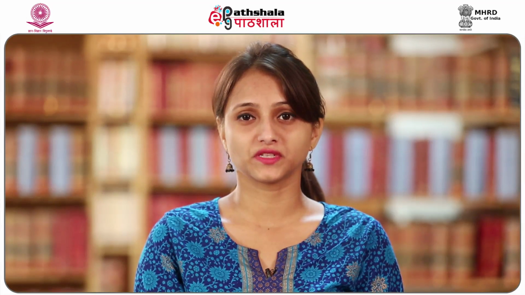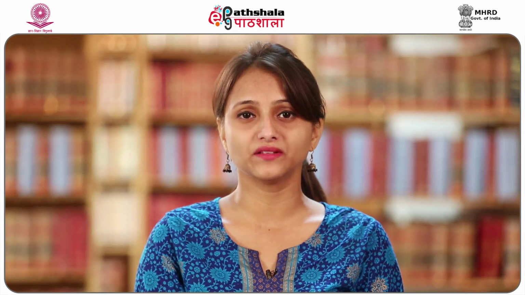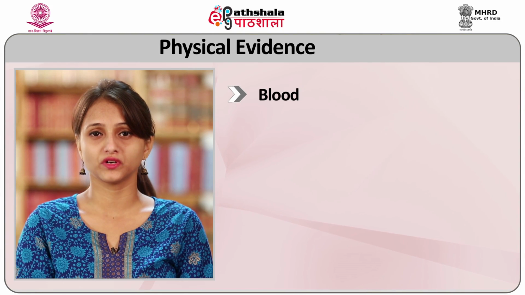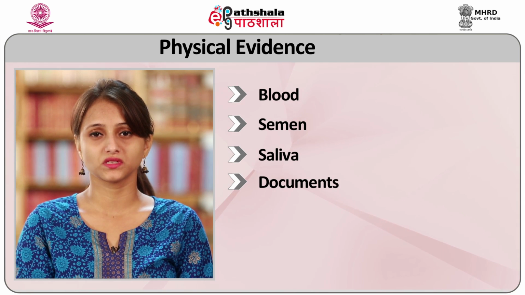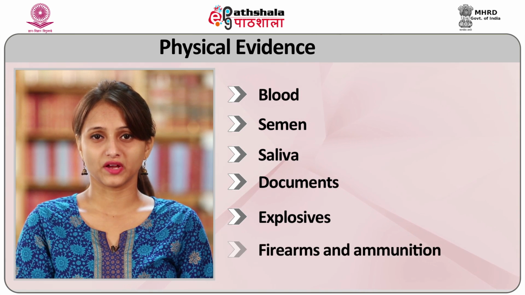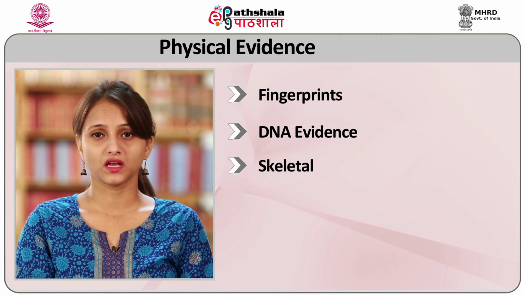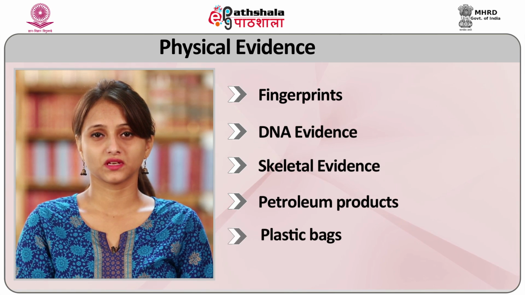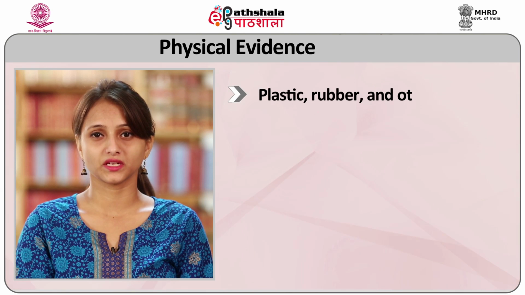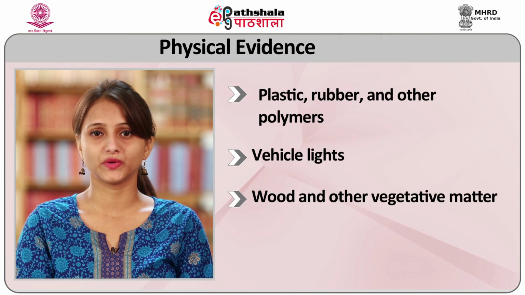Now, types of physical evidences. Different types of physical evidences recovered at the crime scene. A few of them have been discussed in depth below. The first is blood, second is semen, next is saliva, documents, next explosives, firearms and ammunition, fingerprints, DNA evidences, skeletal evidences and petroleum products, and plastic bags, plastic, rubber and other polymers, vehicle lights, wood and other vegetative matter.